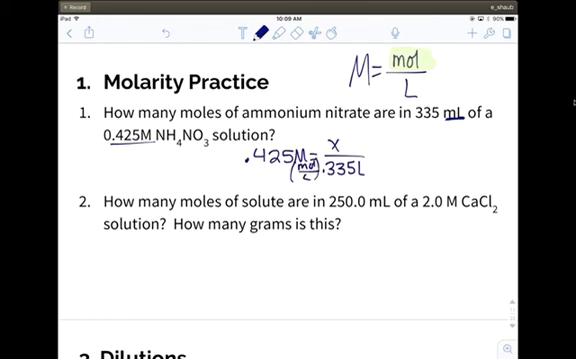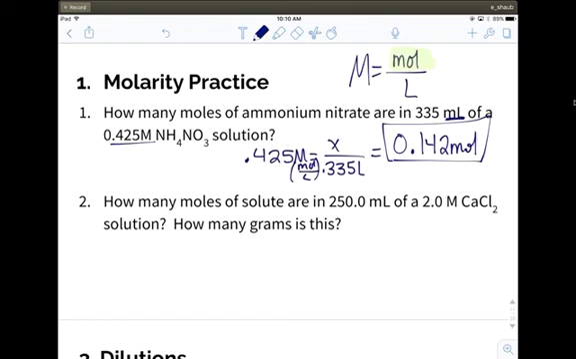So what I would do here is I would just multiply. So I would take 0.425 times 0.335. And when I do that, I get a total of 0.142 moles. And I have 3 sig figs for both of those values. So my final answer would be 3 sig figs. Now again, how useful is that to us in the lab having moles? It's not, but we can convert it to grams, which we'll see in this next example. And then we'll talk about how to actually make the solution.